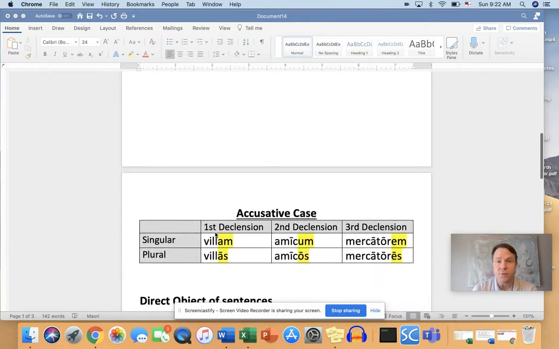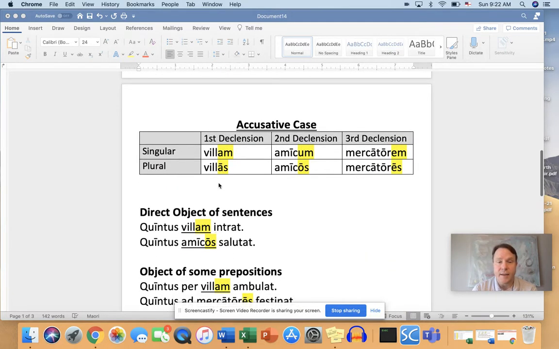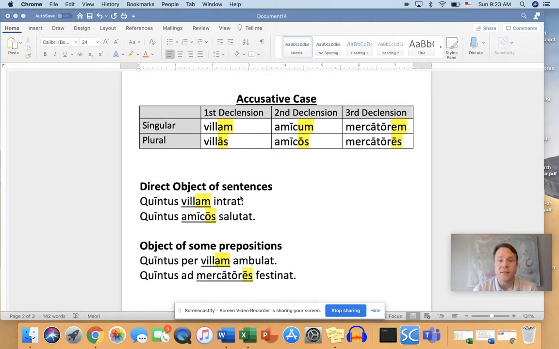So the second case we learned was the accusative case, and here basically the rule of thumb is that we're going to add an m to make things accusative singular, so villam, amicum, mercatorem, and just like in English, we're going to add an s basically to make things plural. So villas, amicos, mercatores. And you know that the accusative case is the direct object of a sentence. So here when we have Quintus is entering a house, we have to say villam. Or if he's greeting, saying hello to his friends, we have to say amicos.